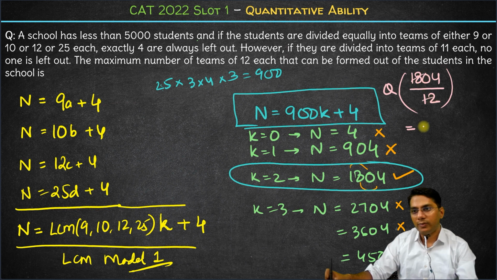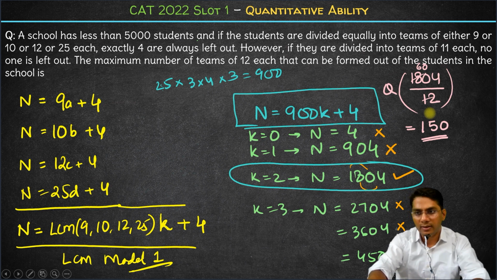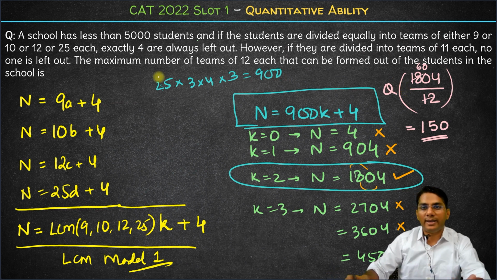So 18 by 12 goes 1 time, you get 6. Then you have 60, 0, 150. So there will be a total of 150 groups of 12 that can be formed when these students are divided in groups of 12.